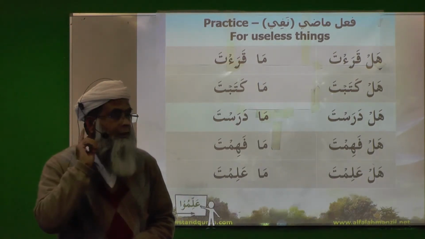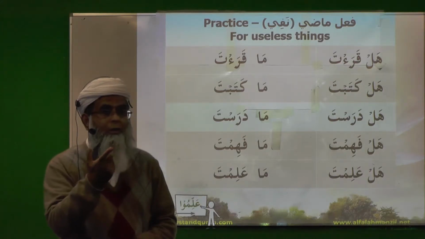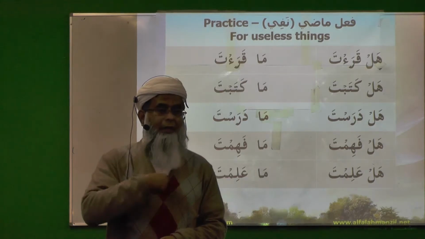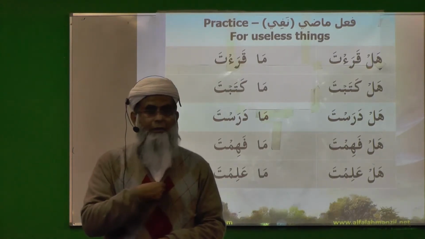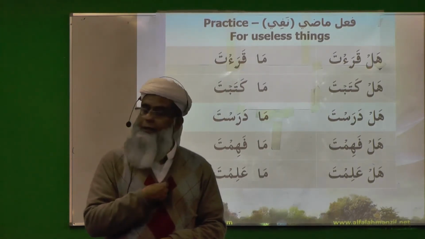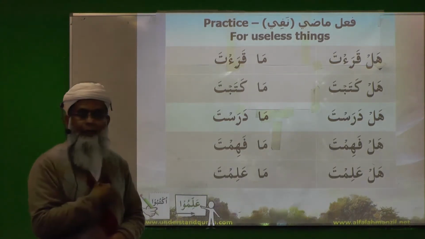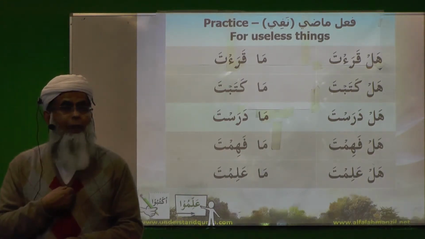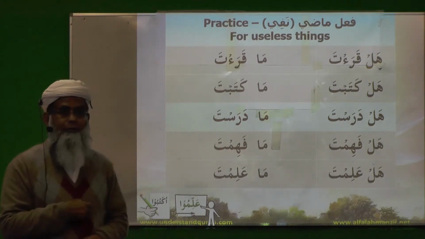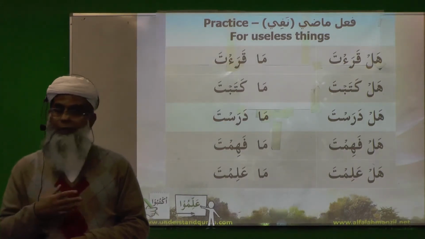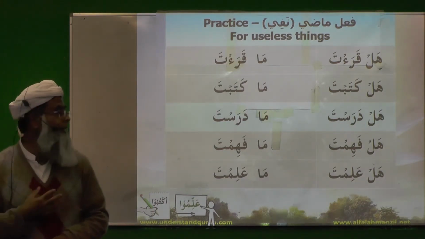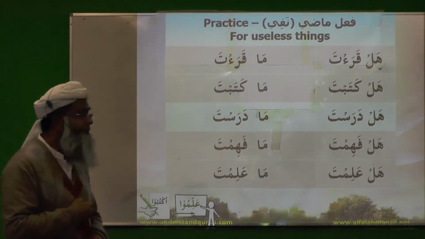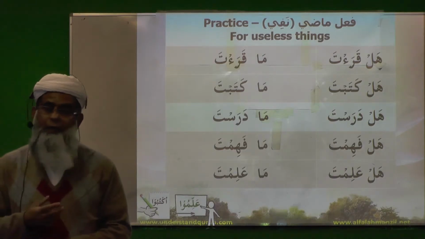Ma Qara'tu. Remember, in Urdu tu is this, but in Arabic it's tu is here. Qara'tu. So I did not read. Hal katabta? How will I say that I did not write? Ma katabtu. Good. Hal darasta? Ma darastu. I did not study. Hal fahimta? Ma fahimta. And hal alimta? Ma, I did not know.